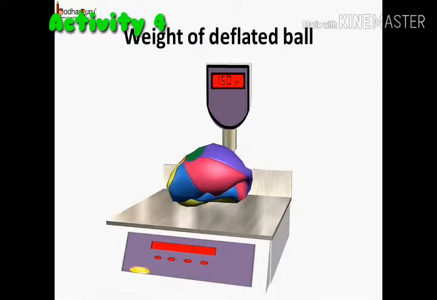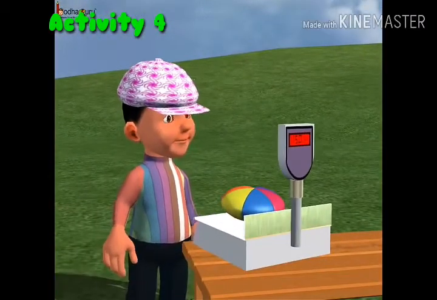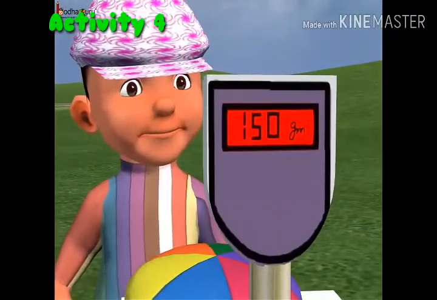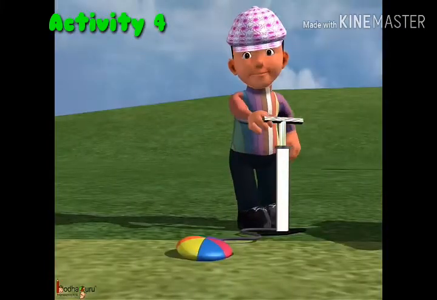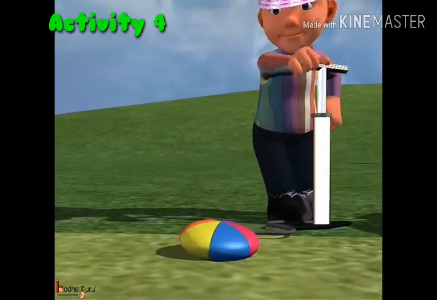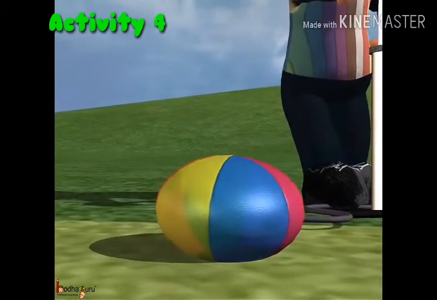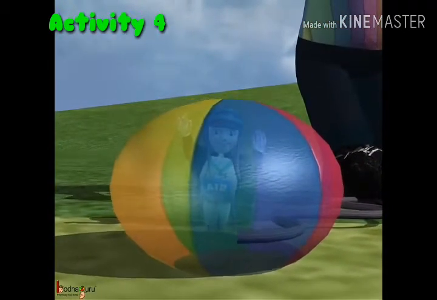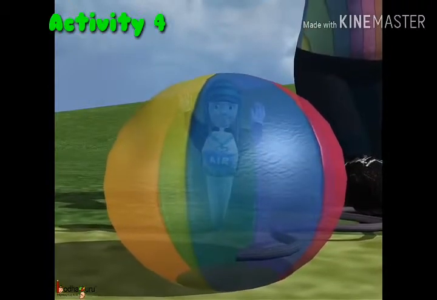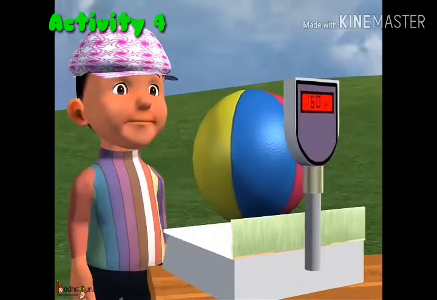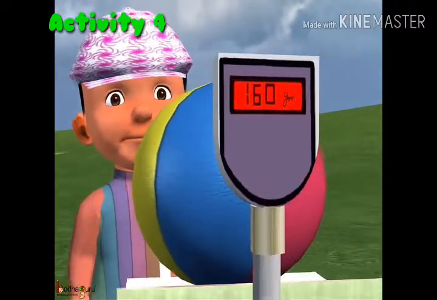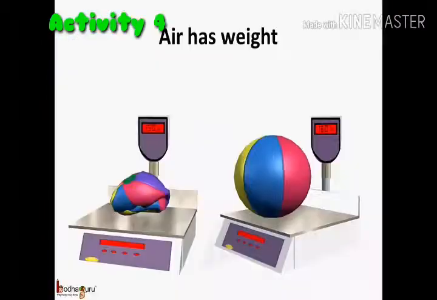Also, what did we see? When the weight of the deflated ball was taken, that is when there was no air filled inside the ball, its weight was 150 grams. But when the air was filled inside the ball, it became bigger. And what was its weight? We saw it had more weight. As we see here, it is 160 grams. So, what can we say? We can say air has weight.